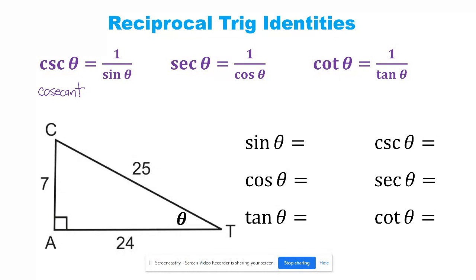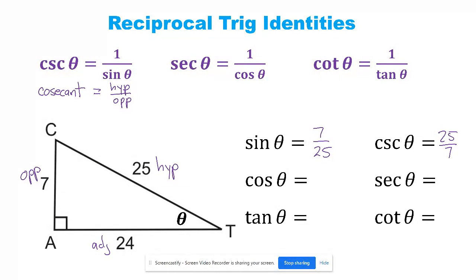So here we said on this triangle, sine, and I'll label these again really quick. This was our opposite side, our adjacent side down here at the bottom, and our hypotenuse right here. Our sine on this triangle, opposite over hypotenuse, was 7 over 25. So the cosecant is the reciprocal of that. The cosecant is hypotenuse over opposite, or reciprocal of sine. So it would be 25 over 7.